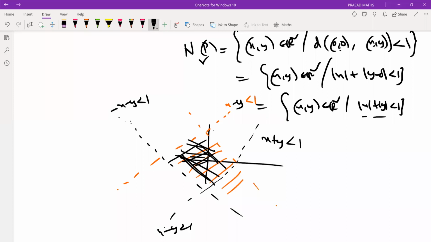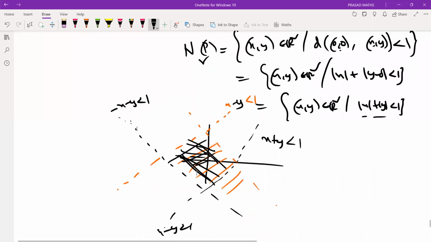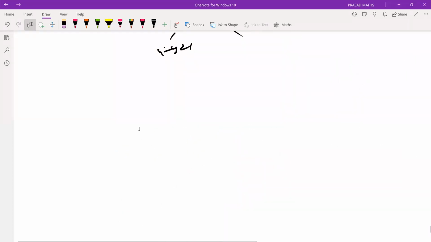Right? That is the neighborhood of a point. Okay, so with this I conclude today's class. Any doubts? Any question from your side?